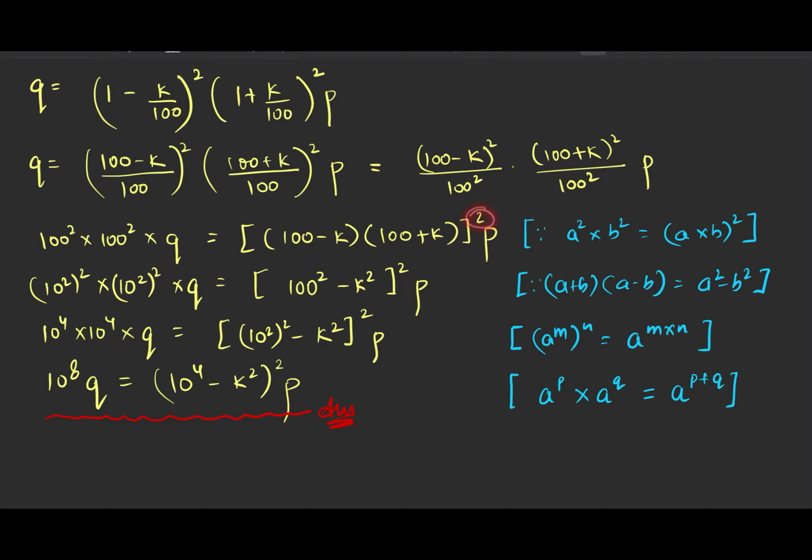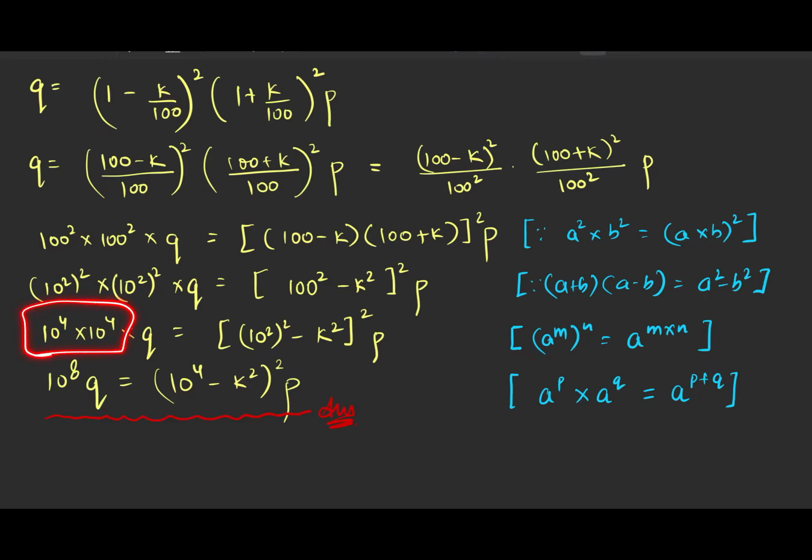The outside square remains here, and we should not forget 10 square whole square becomes 10 to the power 4, from the property (a to the power m) to the power n becomes a to the power m into n. So 2 into 2 becomes 4. Similarly 10 square becomes 10 to the power 4. On the right hand side, we are writing 100 as 10 square. So 10 square whole square. The other thing remains the same.